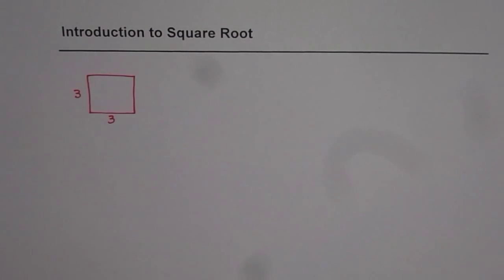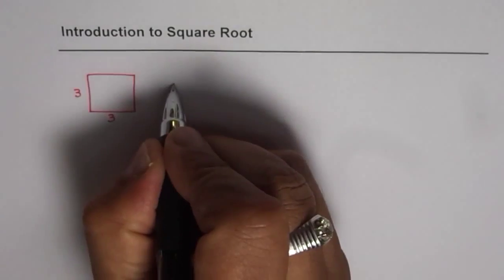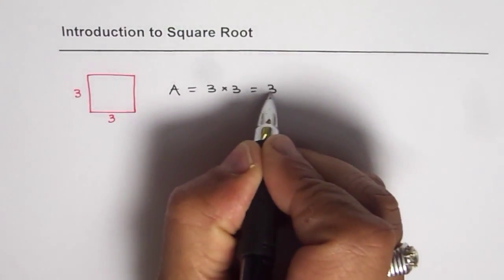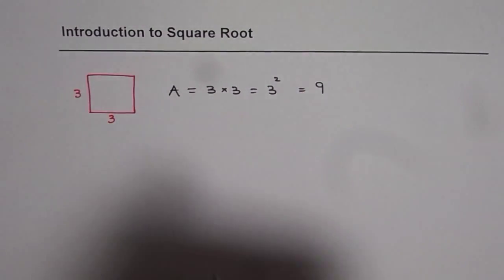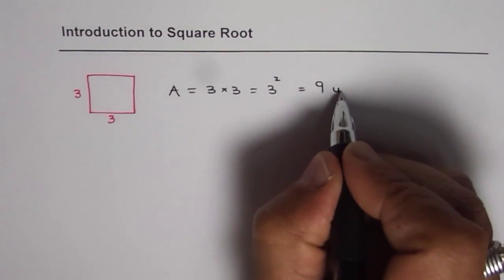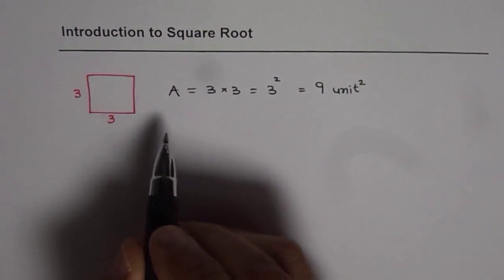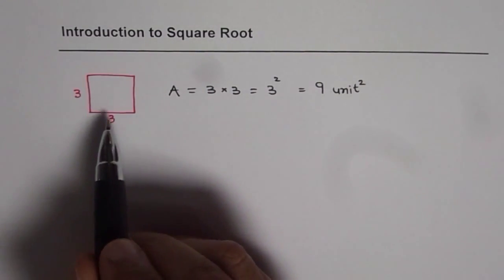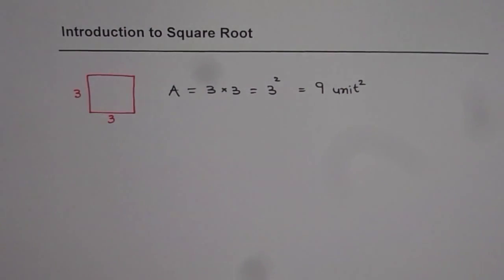We can find the area by multiplying the sides of the square. So we get area equals 3 times 3, which is 3 square, or you can also write this as 9. So we have an area of 9 units square. Now the question is, if it is known to us that the area is 9 units square, how can you find the sides? That is the question.